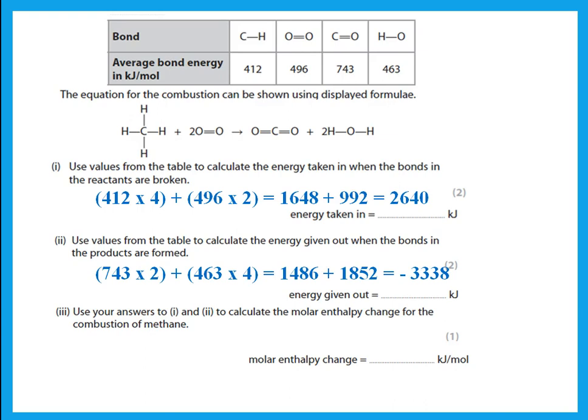Remember that when bonds are formed in the products, they release energy. So this is a minus. Now, add them all up. The reactants minus the products comes out to be a negative sign, and that means our negative number, and that means that overall this reaction is exothermic.